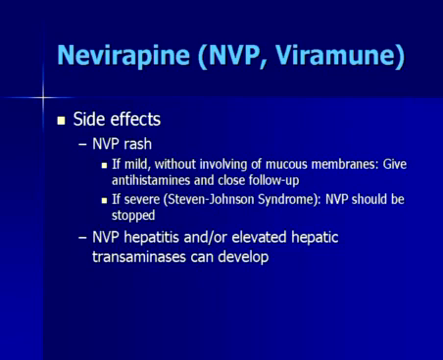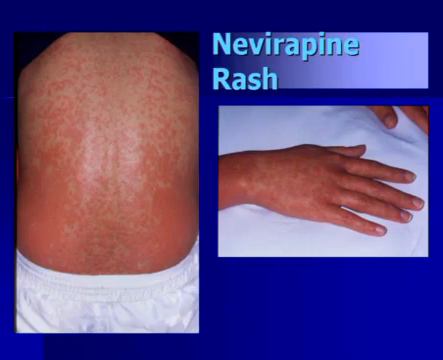And that's when it involves the mucous membranes, the lips, the eyes, the genitals. And that is a very, very serious rash. You need to stop all the ARVs. They almost always need hospitalization. And then, of course, it's up to a specialist when to restart and what to restart. Nevirapine can also cause hepatitis, an elevated liver function test, which is why we monitor the liver function tests so frequently on patients. So here's a picture of nevirapine rash.